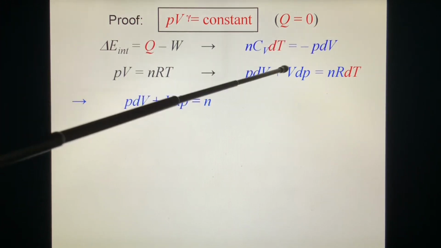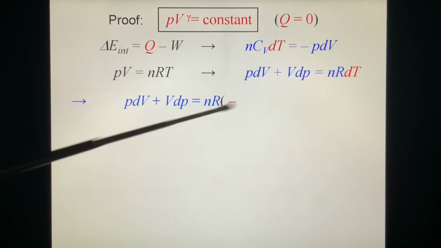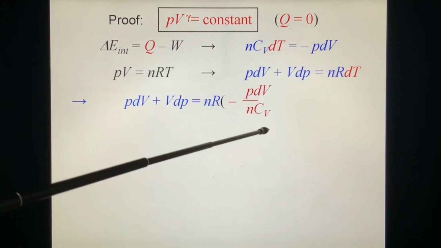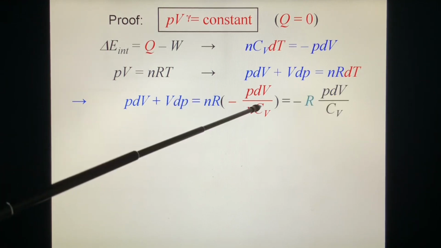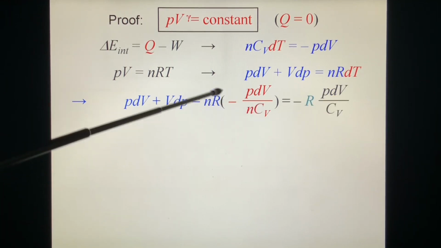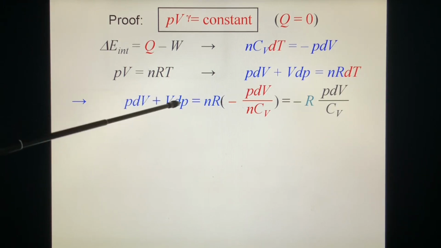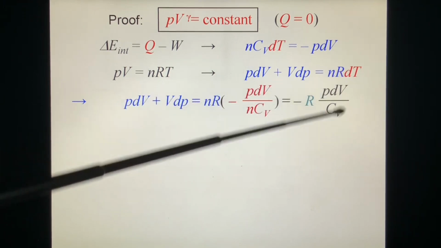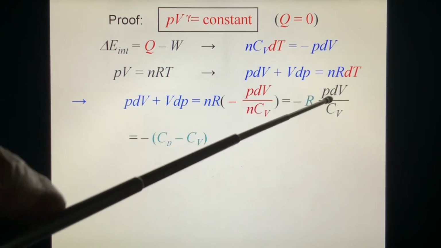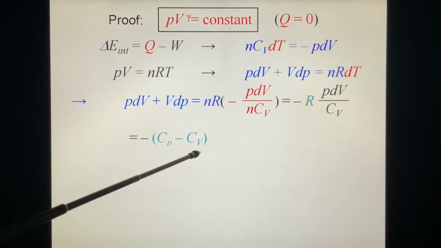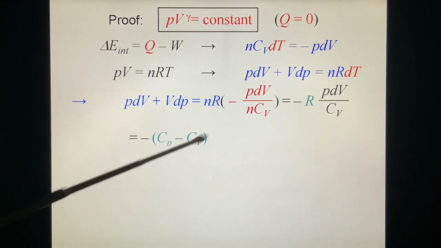We get PdV plus VdP equal to nR dT, and dT is minus PdV over nCV. The n cancels out, so it becomes R over CV times PdV. So we have PdV plus VdP equal to minus R PdV over CV. And this R, we can write as CP minus CV, because CP equals CV plus R.